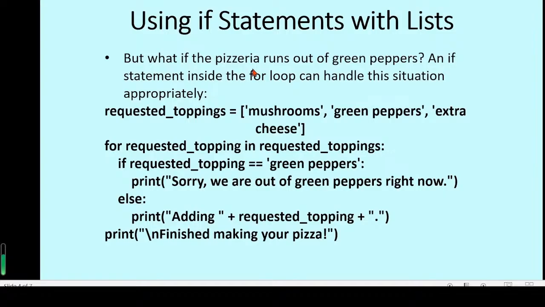But what if the pizzeria runs out of green peppers? An if statement inside the for loop can handle this situation properly. So this is requested_topping, and in the for loop we can test using an if statement. If requested_topping equals green peppers, then the message "Sorry, we are out of green peppers right now" will be printed out. Otherwise, if this test fails, which means the requested_topping is not equal to green peppers, then the message adding this requested_topping will be printed out.